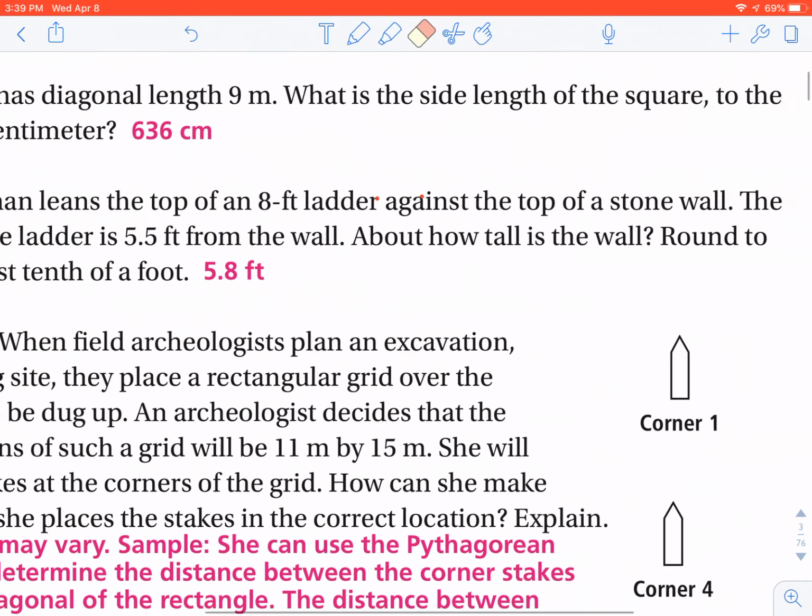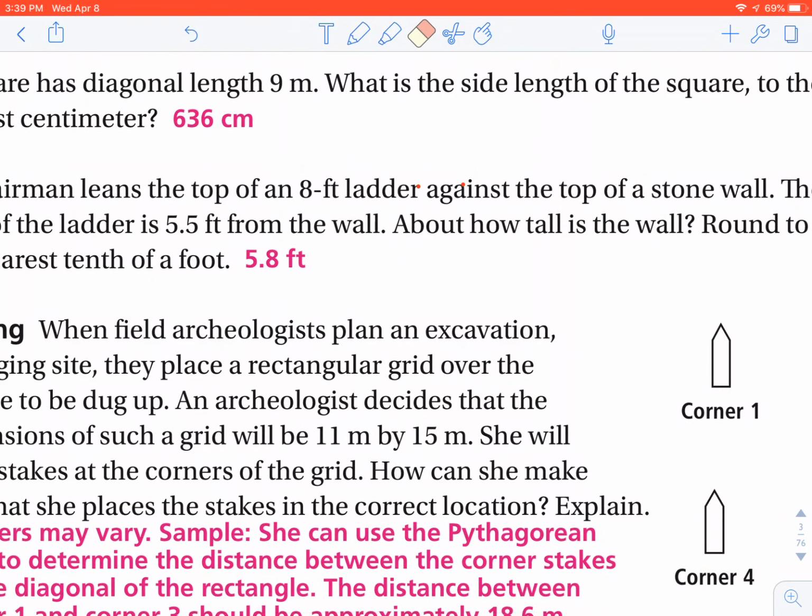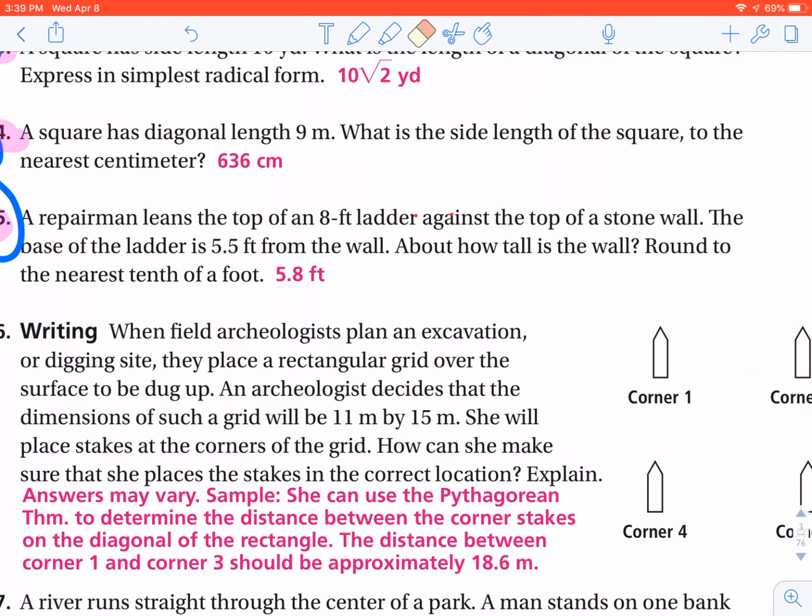Again, you get to see my wonderful artistic ability here. A repairman leans the top of an 8-foot ladder against the top of a stone wall. The base of the ladder is 5.5 feet from the wall. About how tall is the wall? Round to the nearest tenth of a foot.